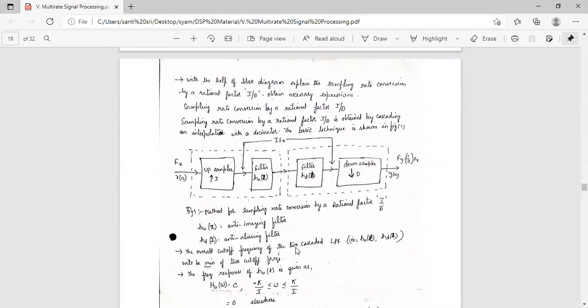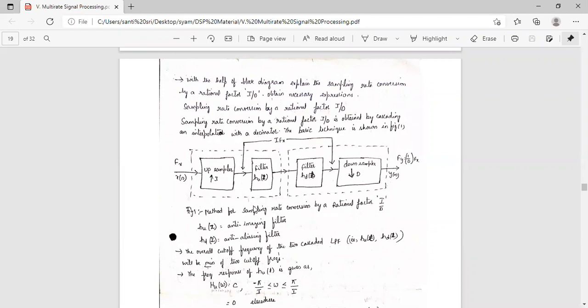The next one is: with the help of block diagram, explain the sampling rate conversion by a rational factor I by D. Obtain the necessary expressions. Sampling rate conversion by a rational factor I by D is obtained by cascading an interpolator with a decimator. So the basic technique is as shown here.